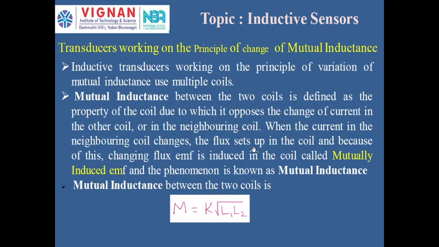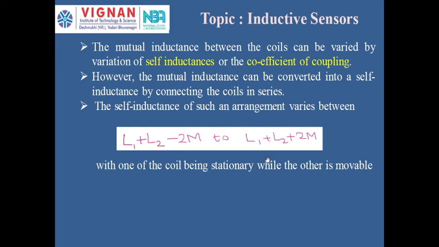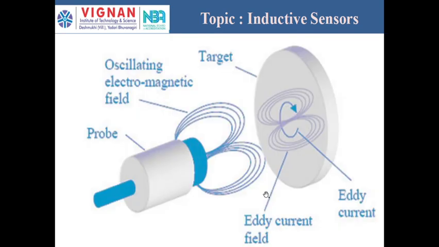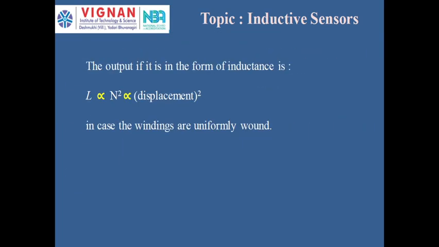So now with this we have come to the basic principle of inductive sensors. The most important topic in these inductive sensors is the LVDT, linear variable differential transformer, whose principle of operation is based upon Faraday's law of mutual inductance, or we can say the change of mutual inductance. So the principle of operation, construction, and advantages and disadvantages of the LVDT, we will discuss in the next session.